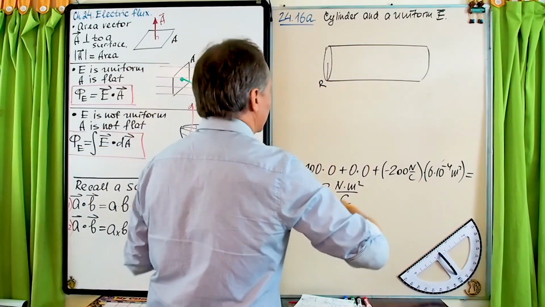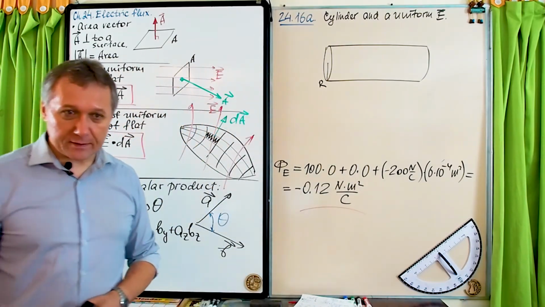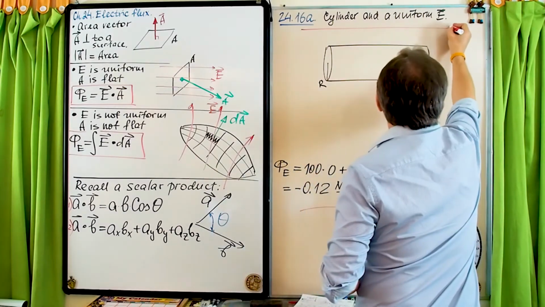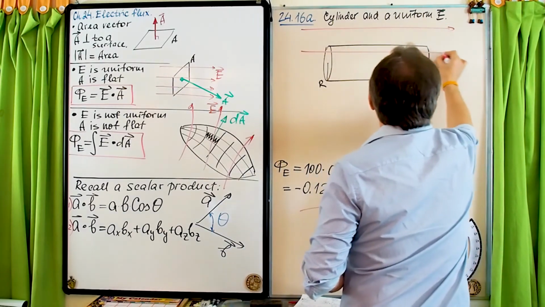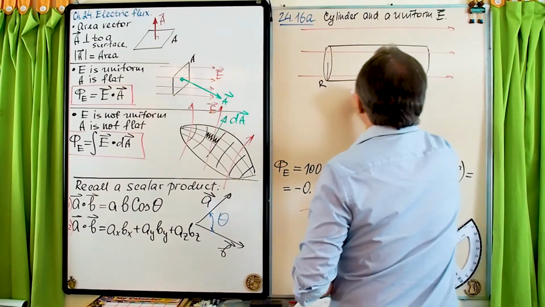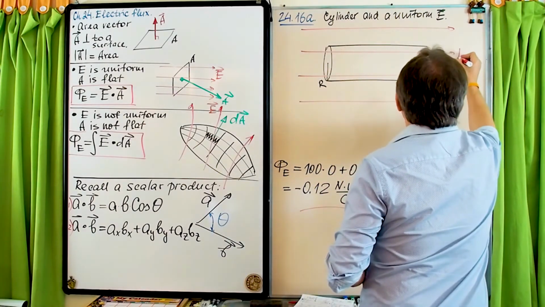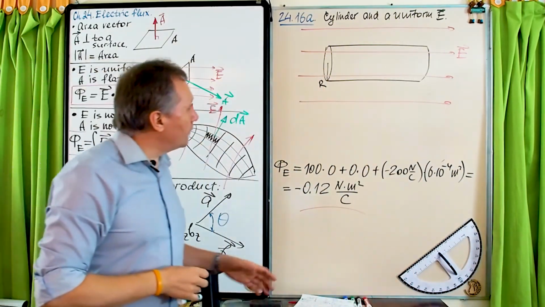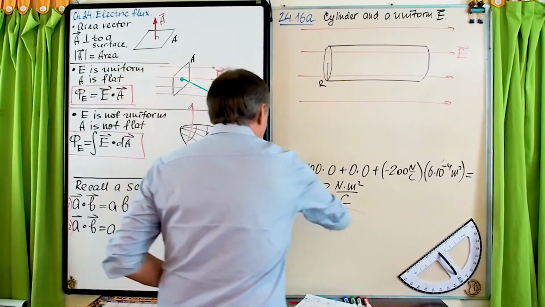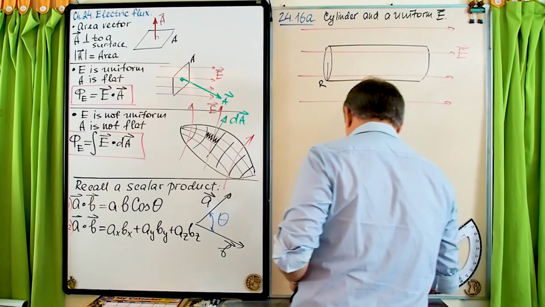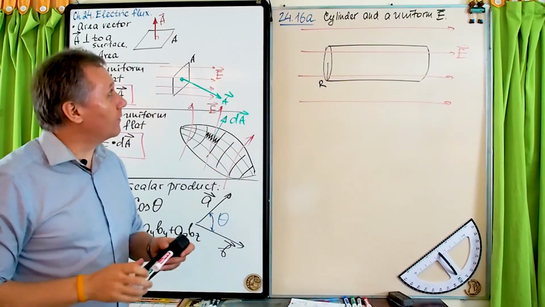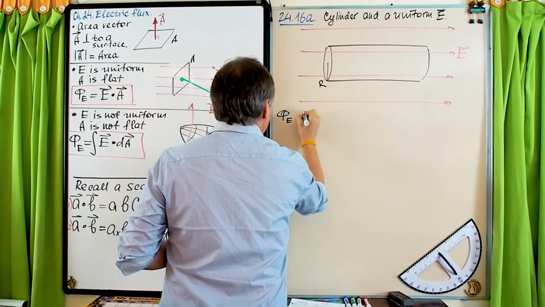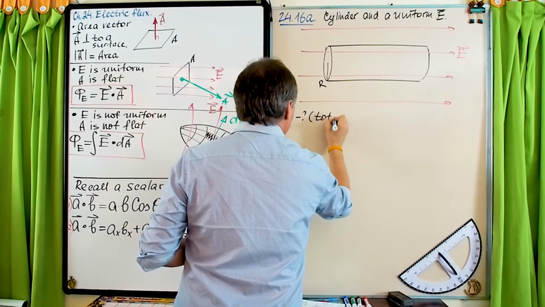The whole thing is exposed to a uniform electric field. I think it's in this direction, yeah, this way. Uniform electric field. Four lines should be enough. Okay, now I can erase this. And we need to find flux. So let me write underneath: we need to find the total electric flux.